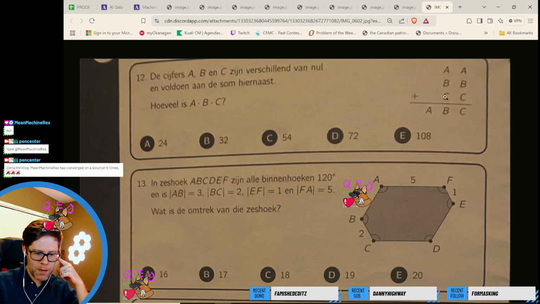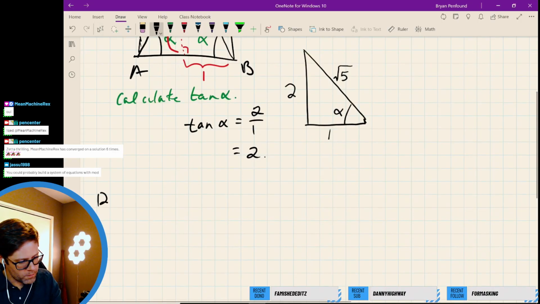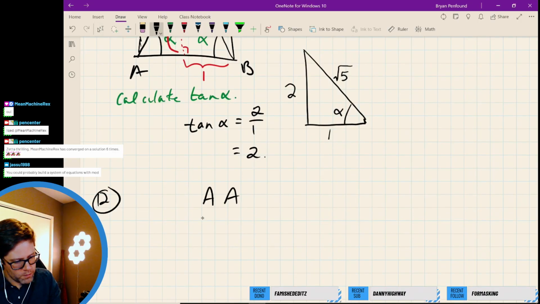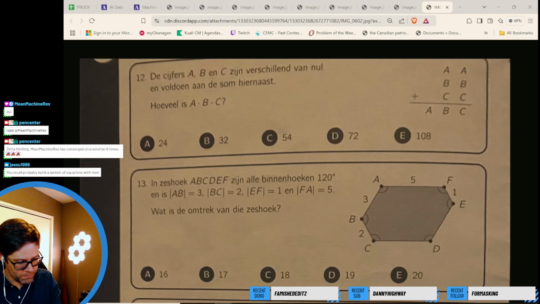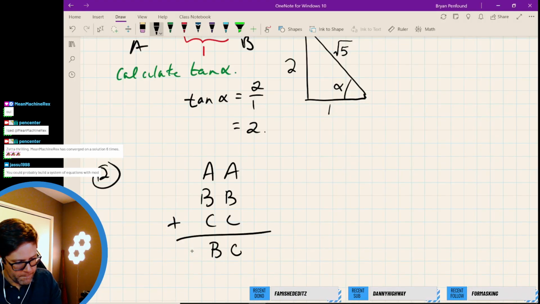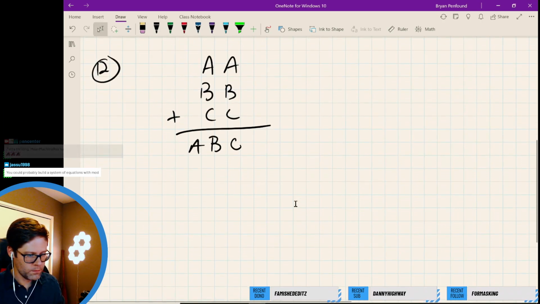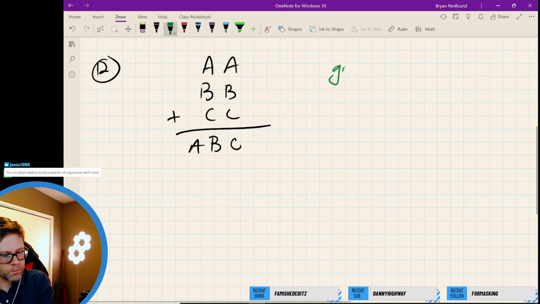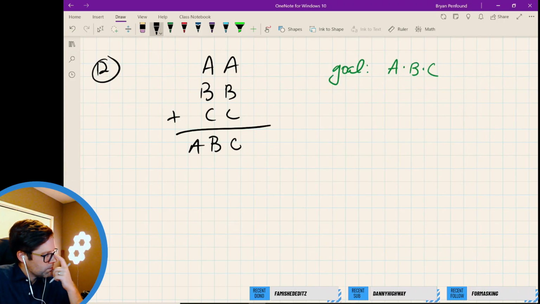Okay, so we need AB, BC, CA and all that added up. This is 12. AB, BC, and CA, all of that added up is ABC? And our goal is A times B times C. That's what I'm wondering, Jesu.